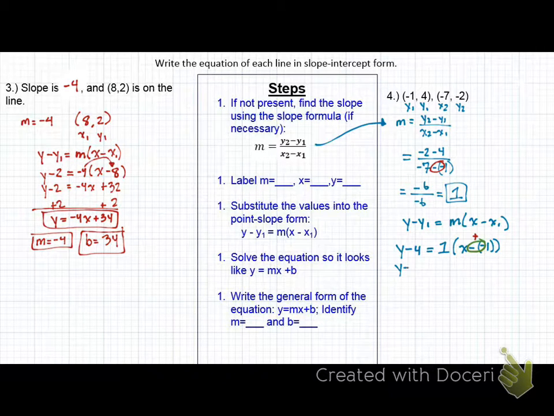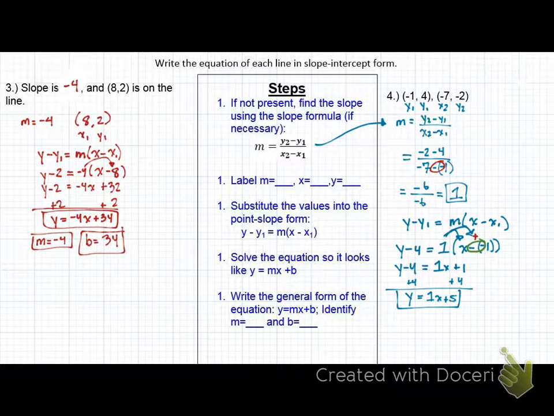We've got y minus 4. And let's distribute. What's 1 times x, everyone? 1x. And then 1 times positive 1 is positive 1. Add 4 to both sides. And then we've got y is equal to 1x plus 5. And there's your answer, right? Does that make sense? Yeah.